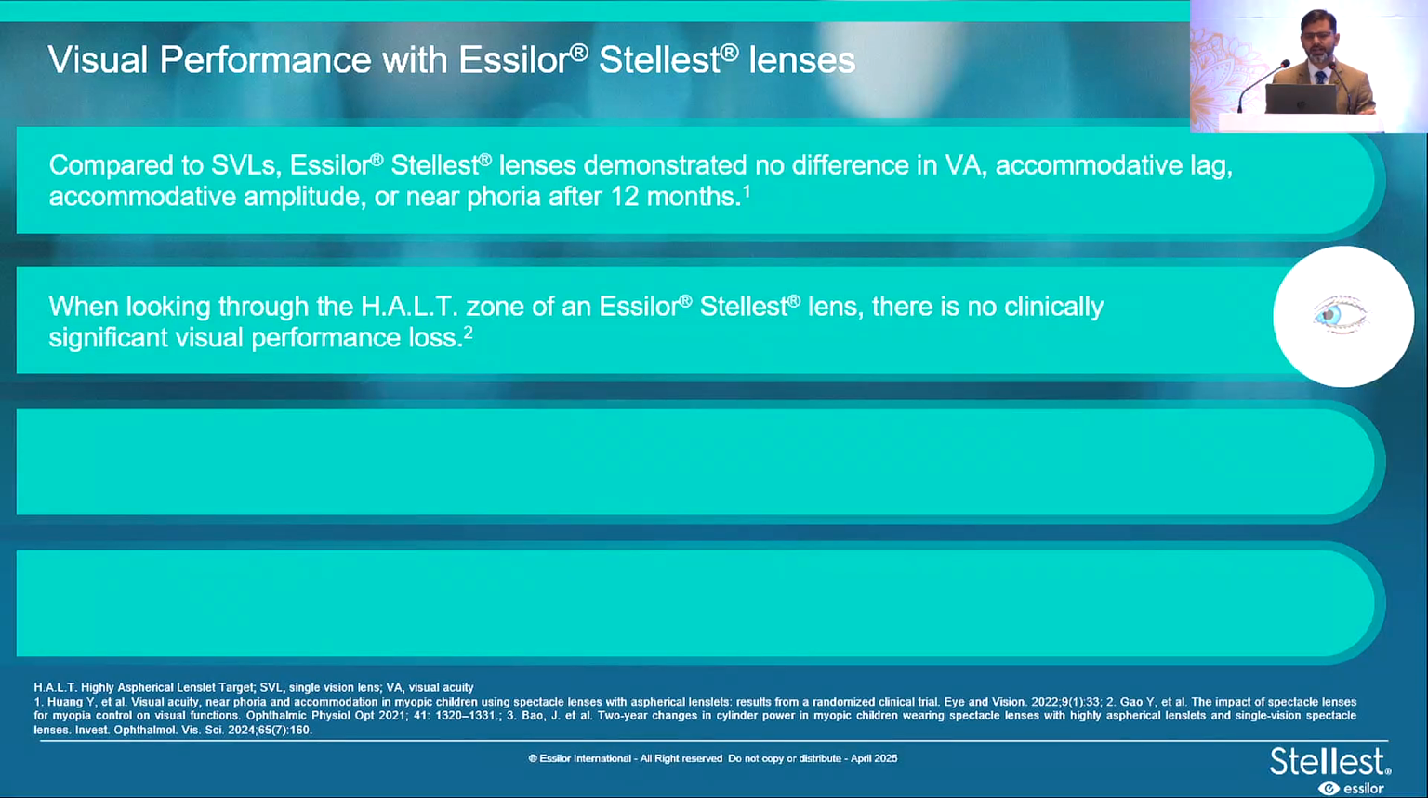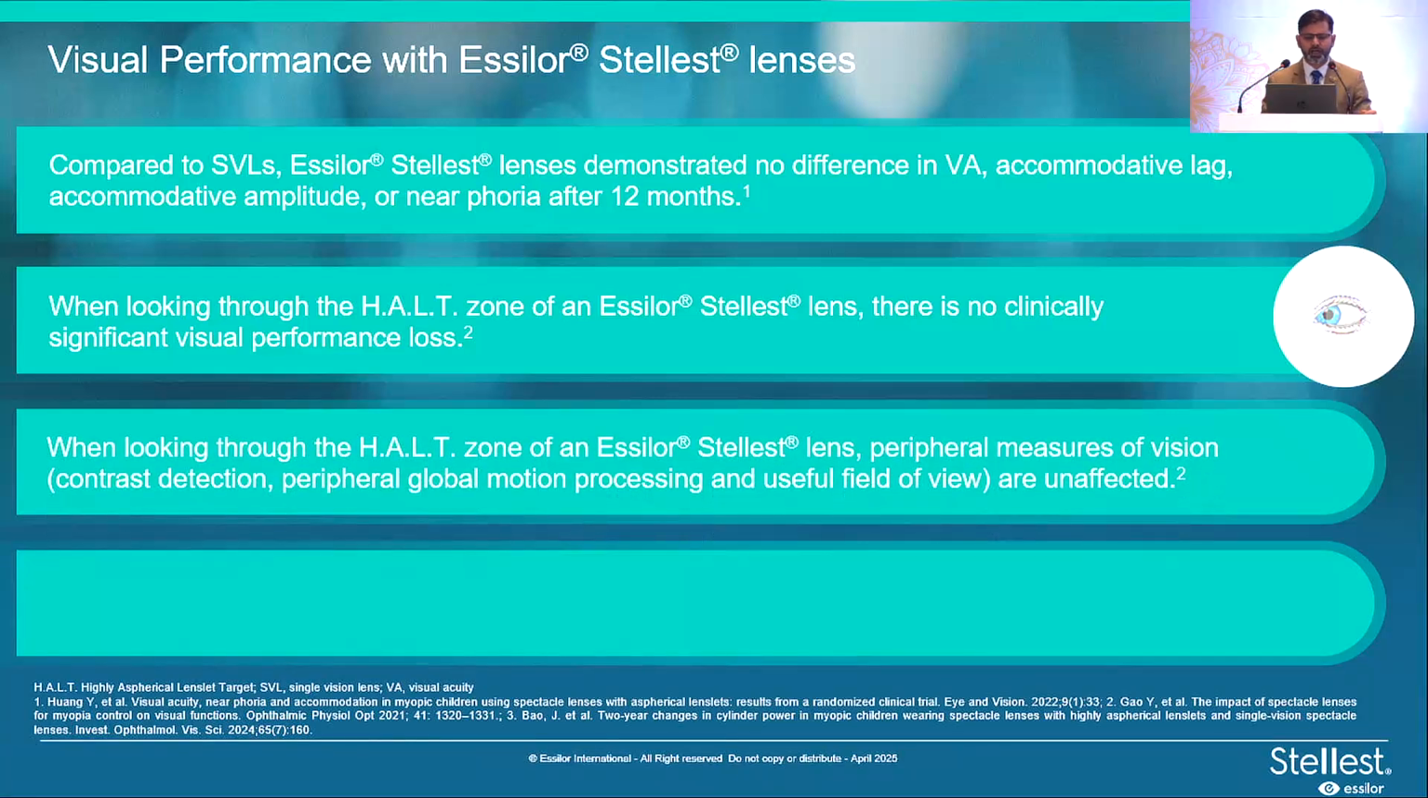If you look at high contrast, the change was 0.07 logMAR plus or minus 3. That is like one line, we're going above it. Other than that, peripheral measures of vision like contrast detection, peripheral global motion processing, and visual field of view are all unaffected.